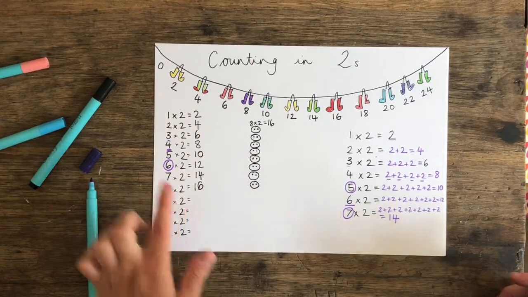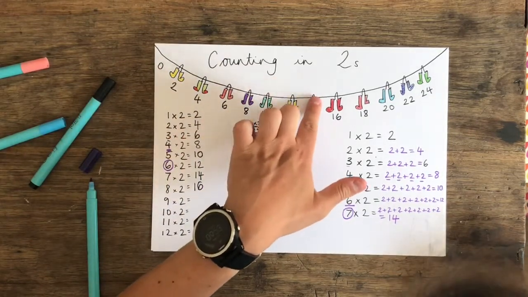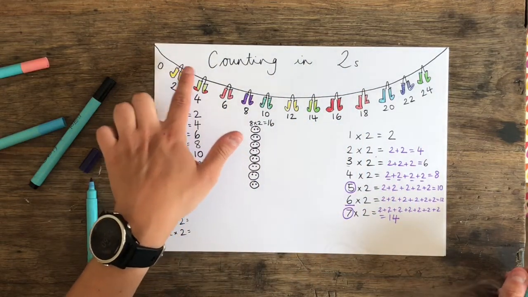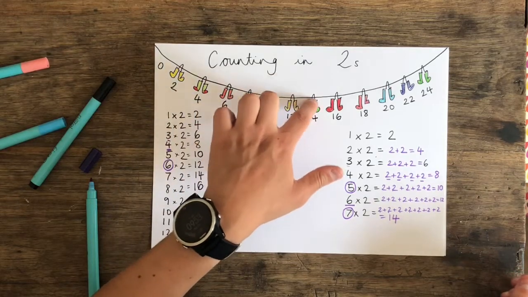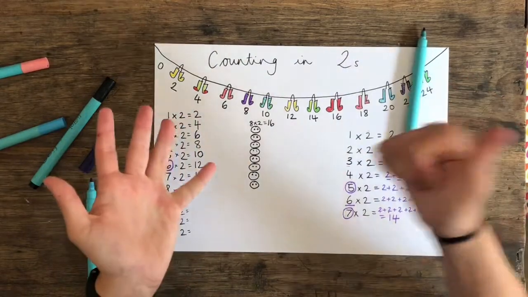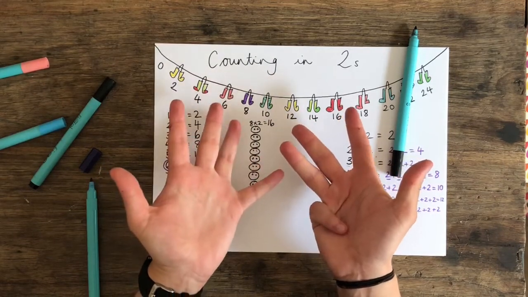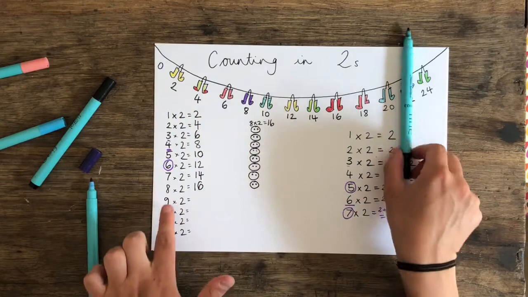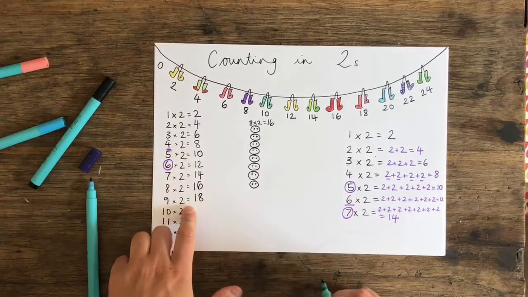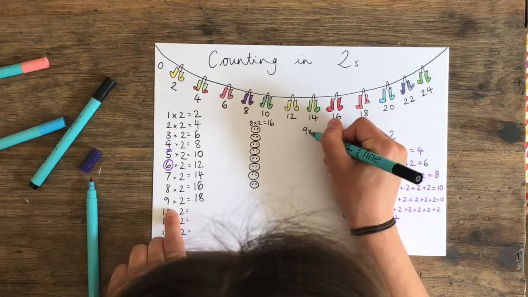So 9 times 2. I could count the pairs. 1, 2, 3, 4, 5, 6, 7, 8, 9, 18. I could count up in twos. 2, 4, 6, 8, 10, 12, 14, 16, 18. I could use my fingers. 2, 4, 6, 8, 10, 12, 14, 16, 18. How many fingers am I holding up? Is that 9? Yes, it is. So 9 times 2 is 18. So I'm going to draw the dots this time as well. This time I need 9 lots of how many dots?